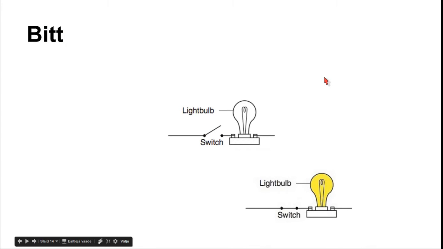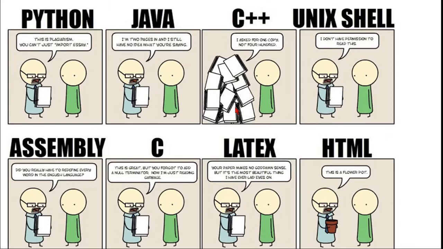Here is about the bit. This is a bit. This is false and true. Switch off, the result is false. Switch on, it is true. Zero or 1, the engine of the bridge.